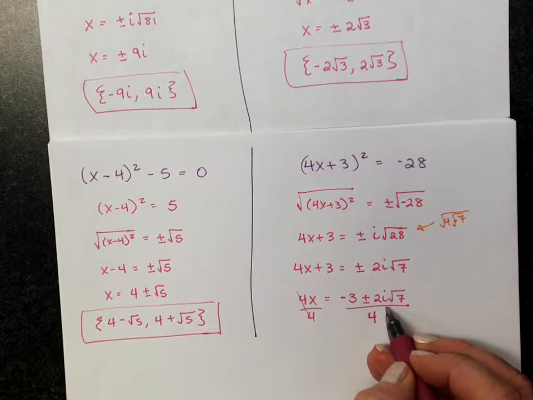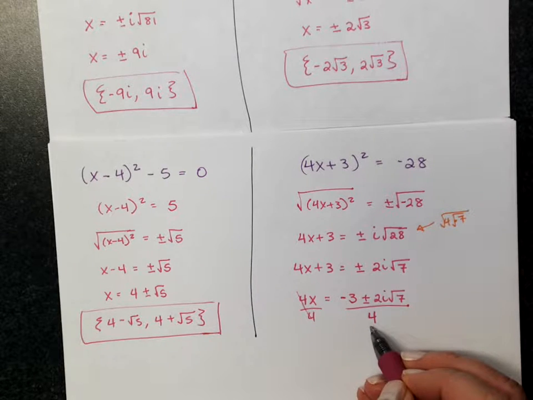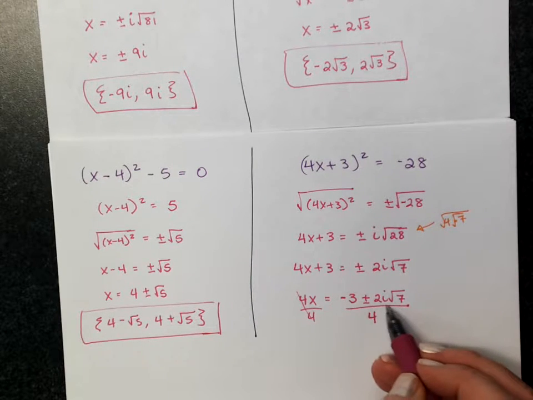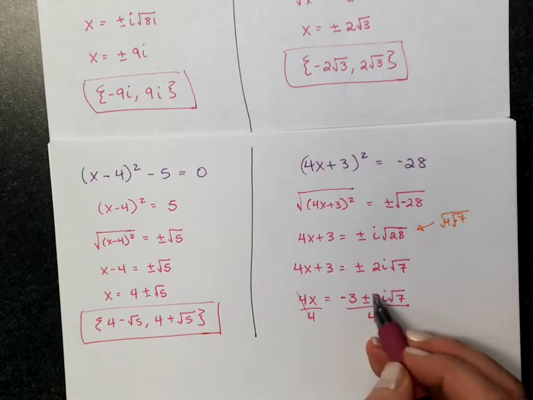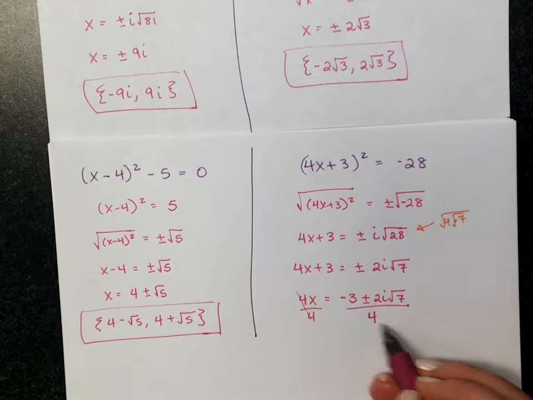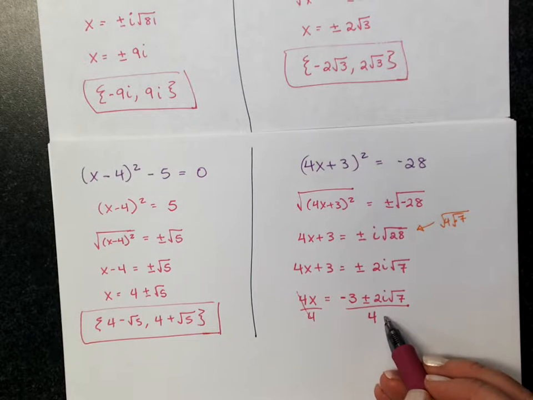Now you could put this in complex number form. Negative 3/4 minus 2 squared is 7 over 4, i, a plus bi, and then 2 over 4 would reduce to 1 over 2. And then the same thing with the minus. This is fine. You can stop here as far as I'm concerned. I'm not asking you to put these in a plus bi form.